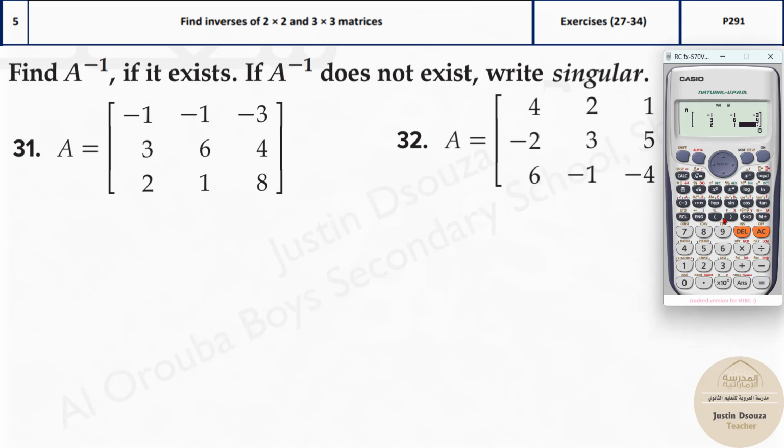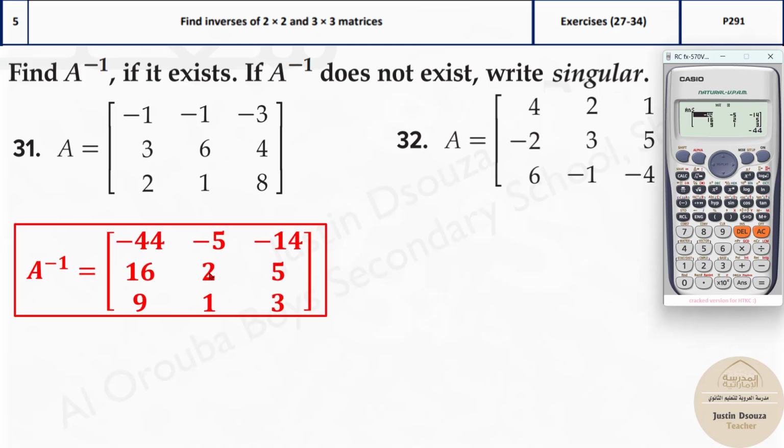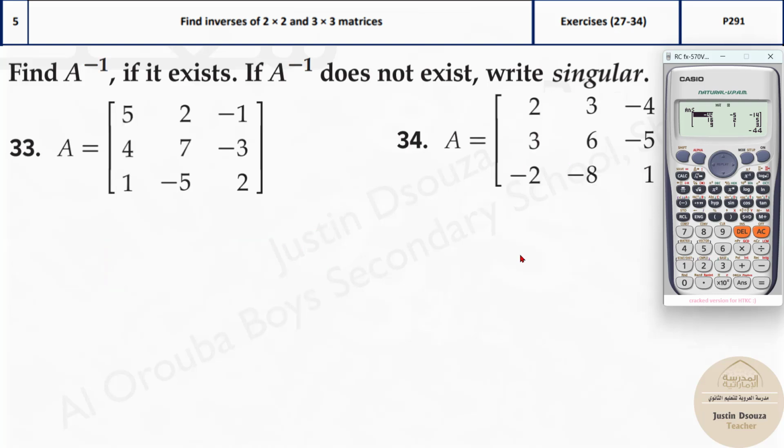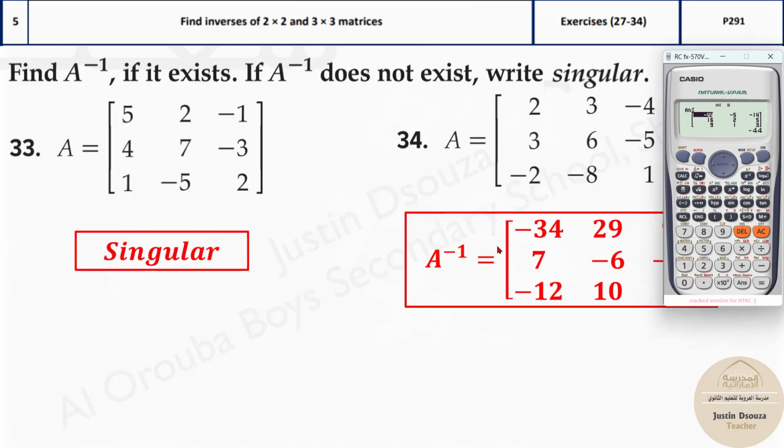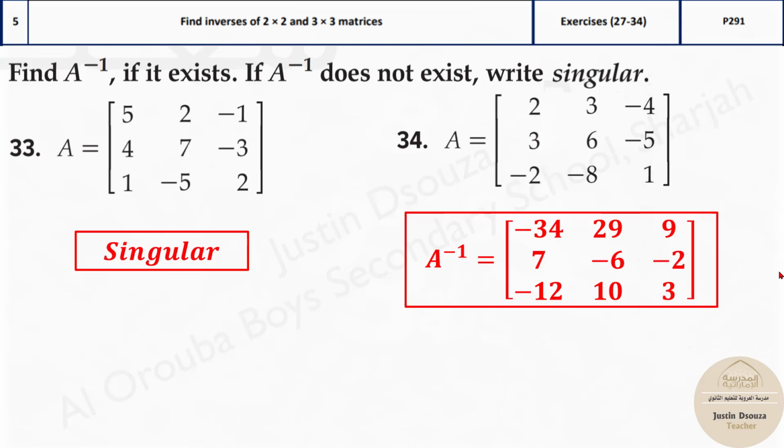So once this is done, you need to press AC. Now, here what you do is shift 4, put in the matrix A, inverse. This must be the answer. You can see here it's negative 44, negative 5. And you can match the answer. Here, this one, the determinant is 0, so it's a singular matrix. That's how we can easily solve them. Over here it's singular, over here you get the answer. Try it by yourselves and then check for the answers.